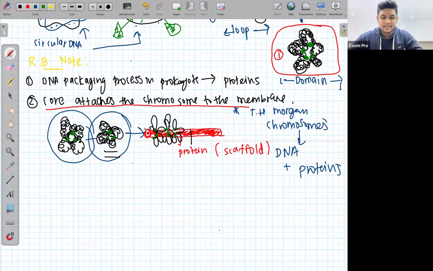Right. Now, here, instead of using the word protein scaffold, they are saying membrane. Just think, what are they trying to convey by membrane? The surface where the core touches the protein is called a membrane. That is what they are trying to say. The core attaches the chromosome, and chromosome means the loops, to the membrane. Can you understand that? This outer layer where the core touches the protein is what they are trying to convey as membrane.